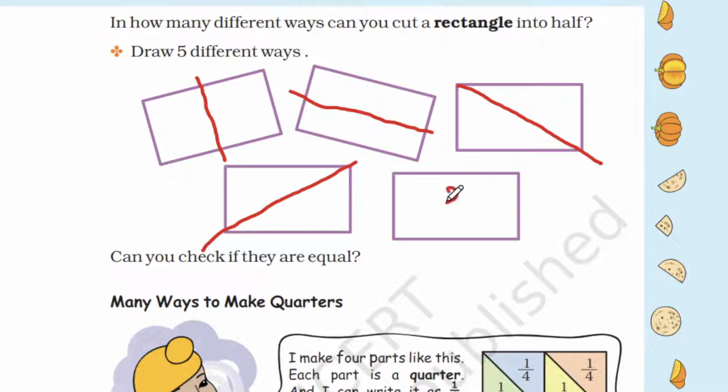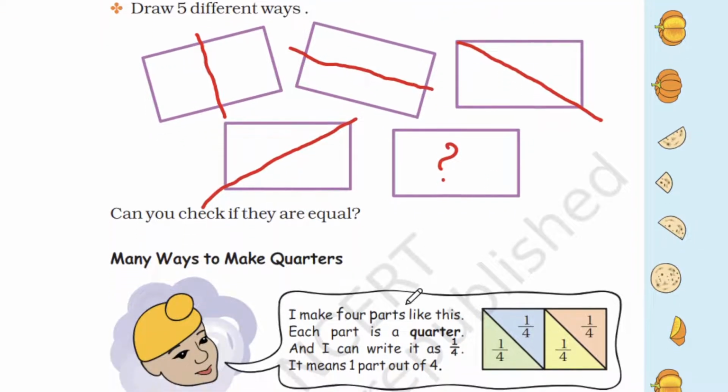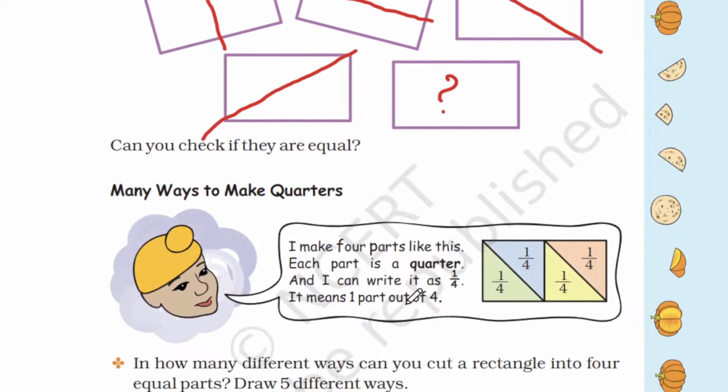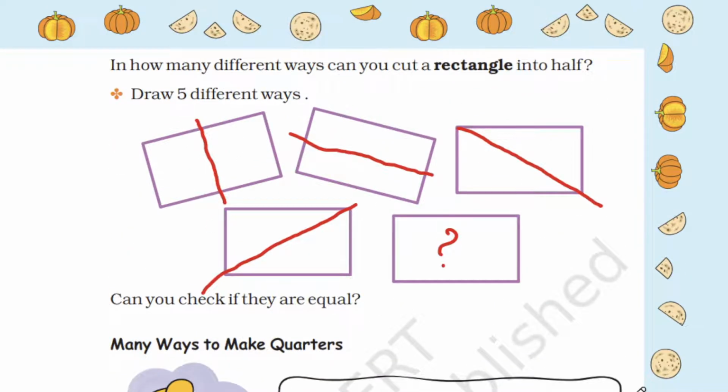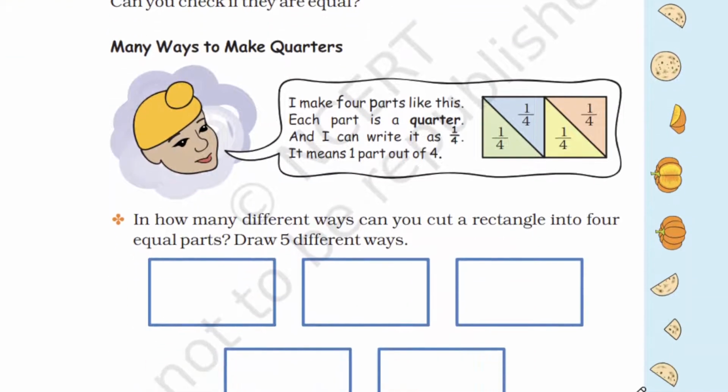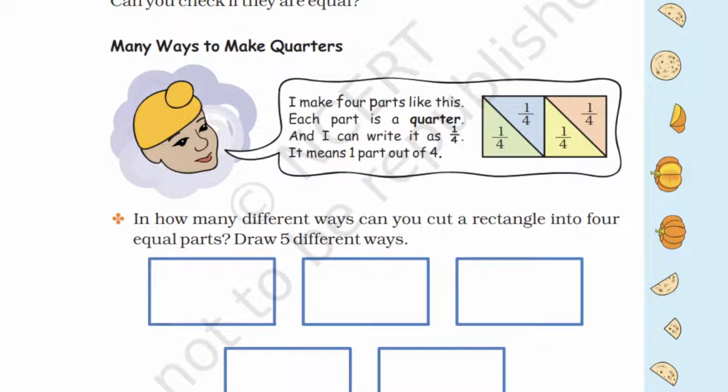Okay, this one you have to do it. So these are the ways we can cut equally. If you want to make a quarter, you can make a quarter by dividing this into 4. So next one, many ways to make a quarter. So this is for quarter. I make 4 parts like this. Each part is a quarter and I can write it as 1 by 4. It means one part out of 4.